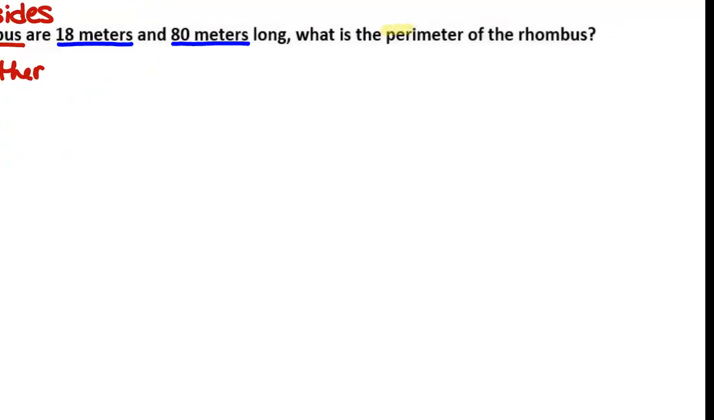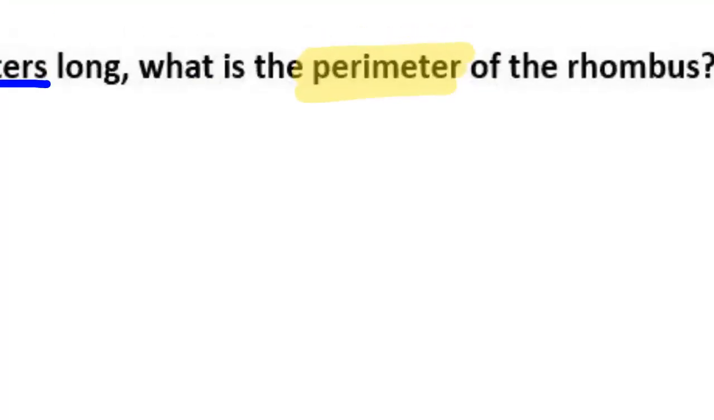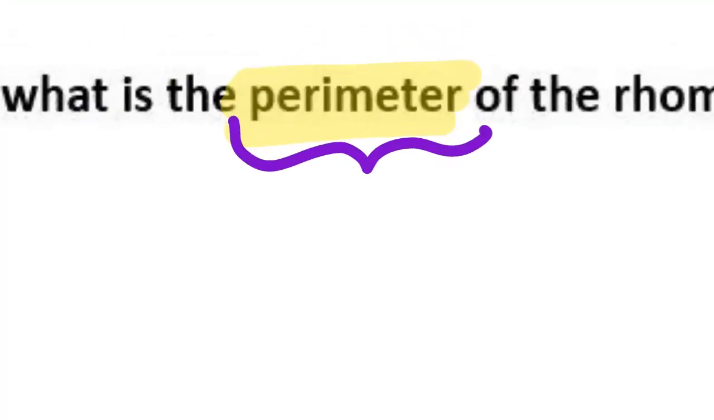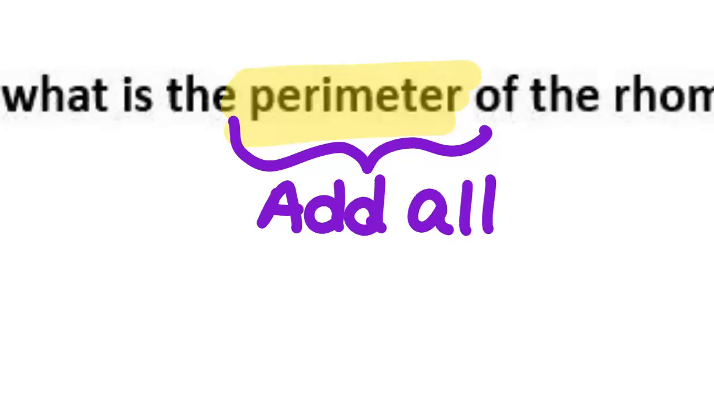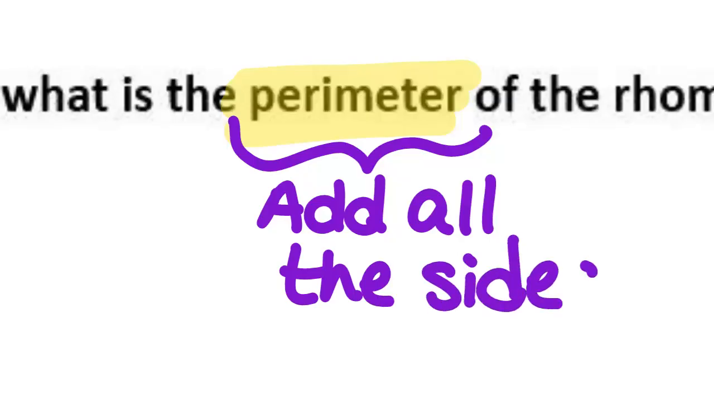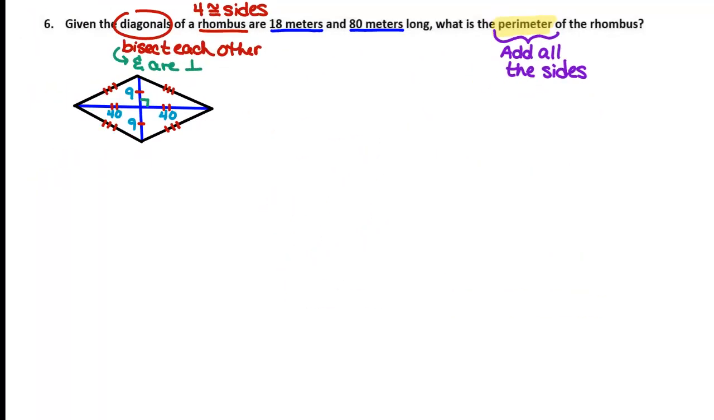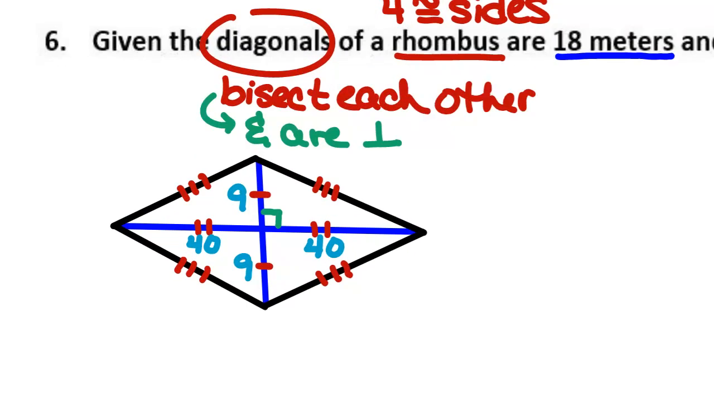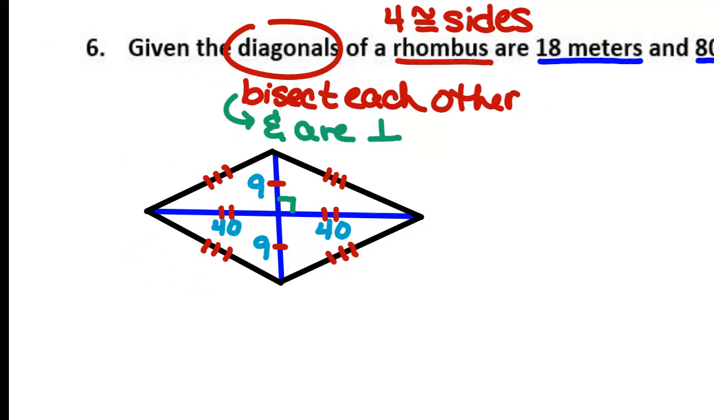They want us to find the perimeter of the rhombus. How would you find the perimeter? Add all the sides. So we need to figure out how big the sides are. So I want to look carefully. I don't know how big any of the sides are.